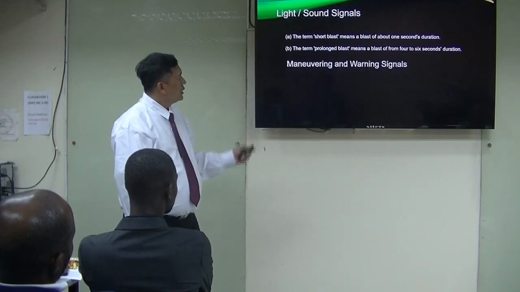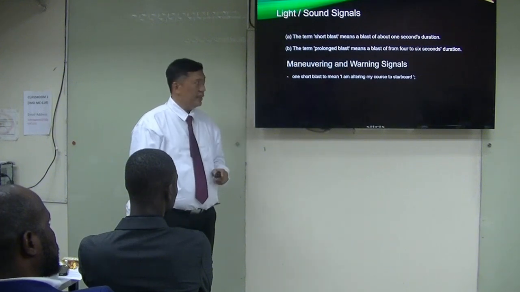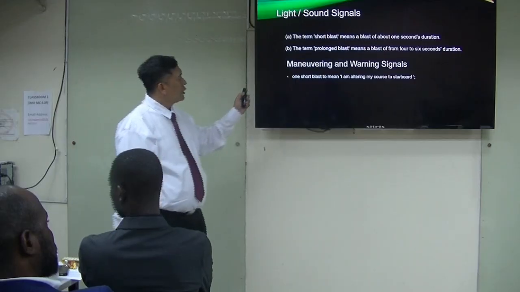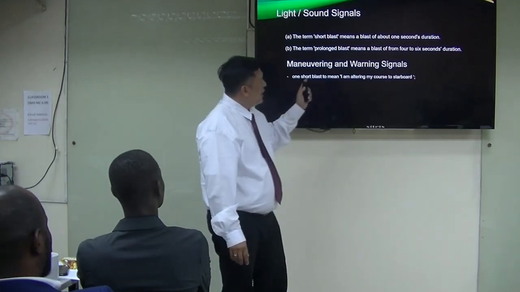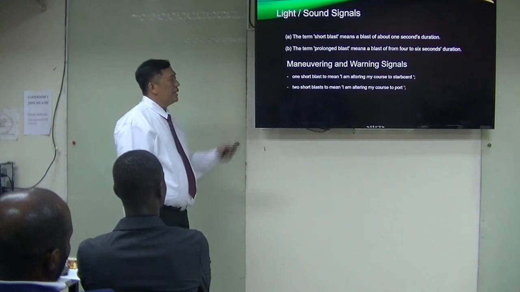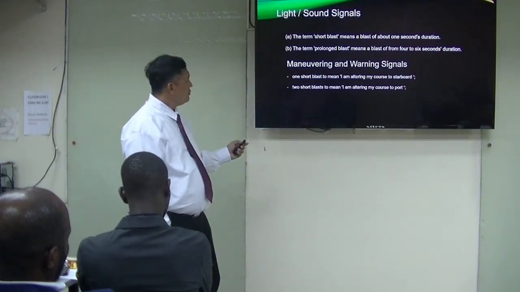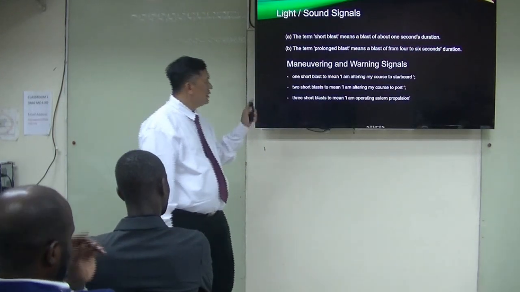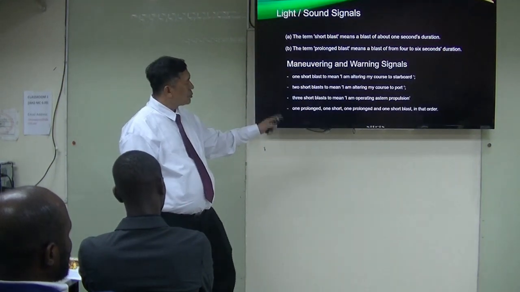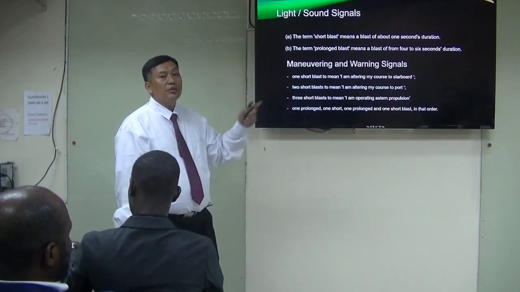Okay. In maneuvering and warning signals, these are the common alarms you will hear, especially when you are in a narrow channel. So one short blast means I'm altering my course to starboard. Two short blasts means I'm altering my course to port. Three short blasts means I'm operating astern propulsion. And the next one is one prolonged, one short, one prolonged, and one short, in order. This is how you answer.